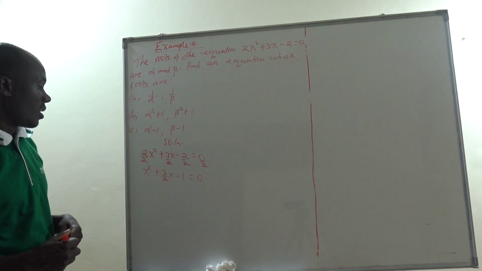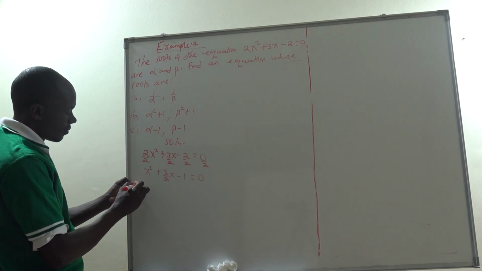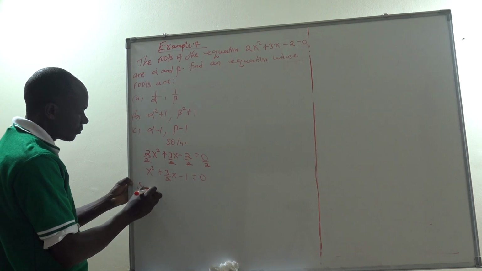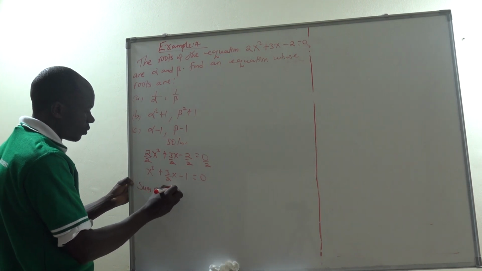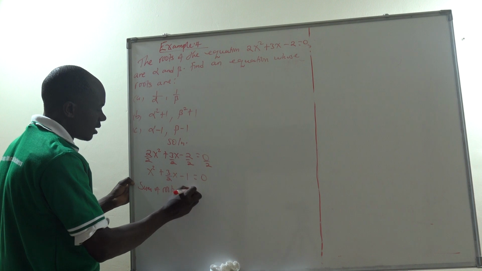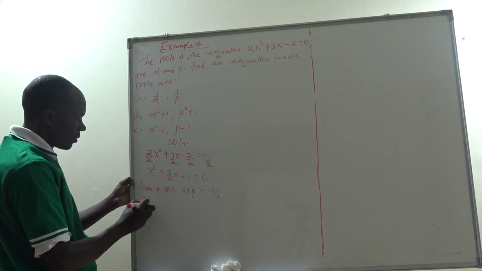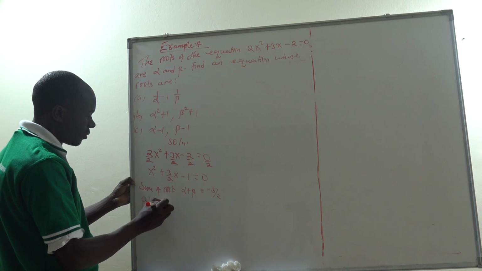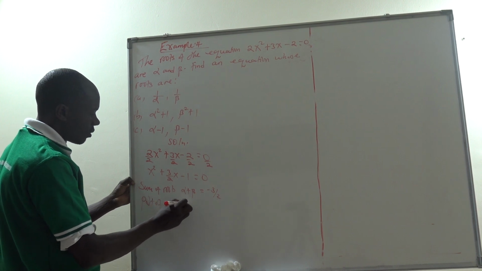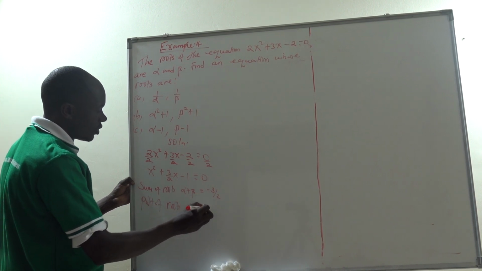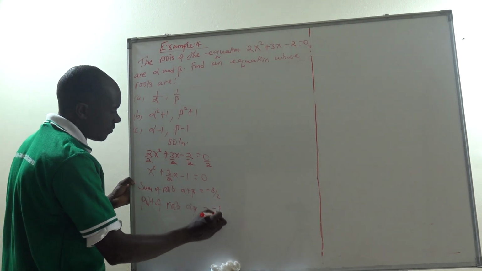Then from there, get what we call sum of roots. Sum of roots, which we are calling alpha plus beta, which is already negative 3 out of 2. We also get the product of roots, which we are calling alpha beta, which is already negative 1.